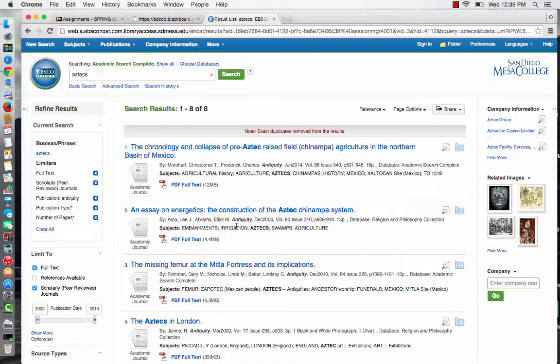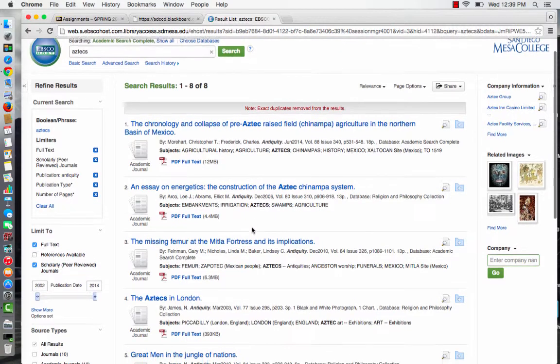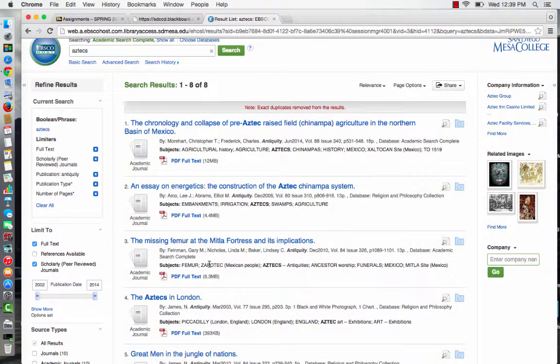So this one here, also on the Chinampa system, that one looks okay. Okay, this one has to do with bones. So it looks like it has to deal with forensic anthropology. So if you're interested in that topic, for those of you who have anthropology training, then go ahead and check this one out. This one is 13 pages.